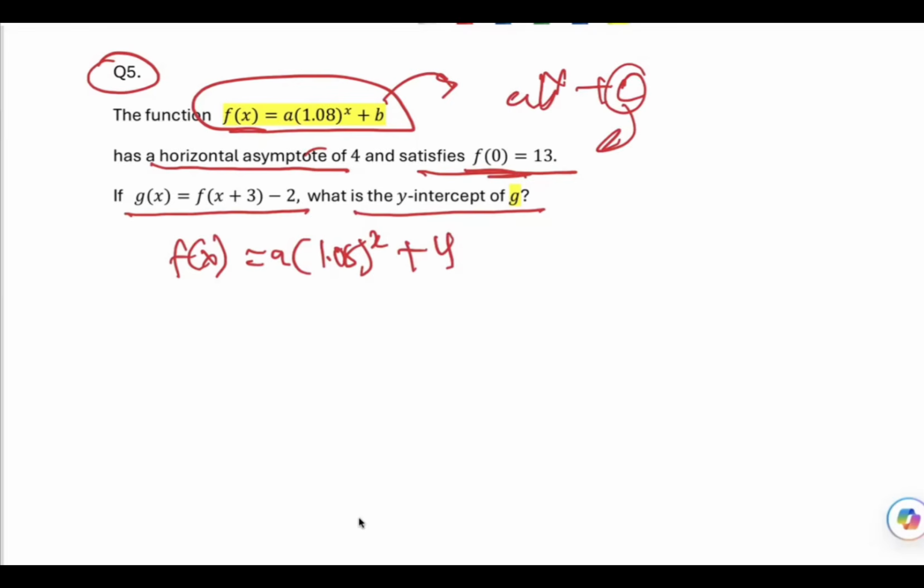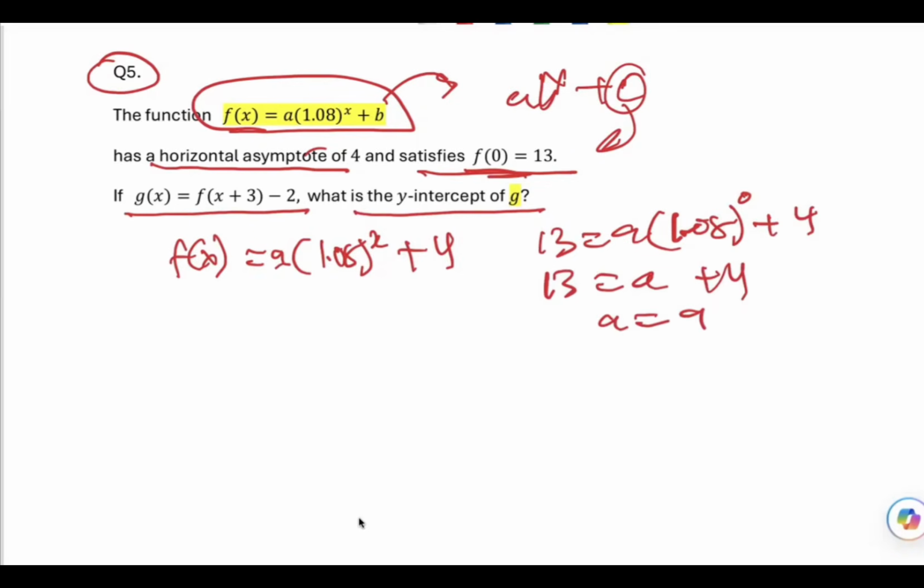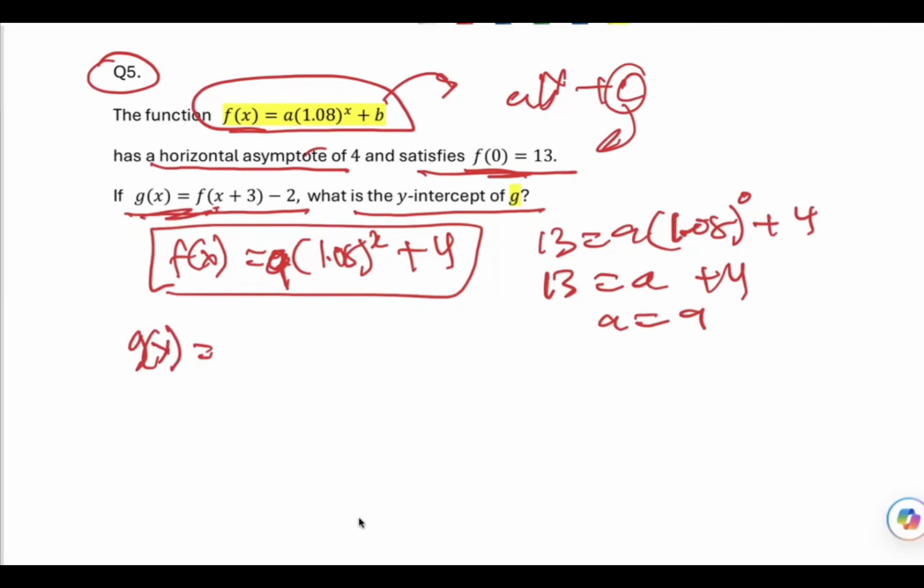But I gave you something. f of 0 is equal to 13. Therefore, 13 is equal to what? a times b to the 0 plus 4. 13 is equal to a plus 4. a is 9. So rewrite your equation, put a 9 here. This is the actual expression now. Now you can put it here: f of x plus 3 minus 2. You just write whatever you see for x, just write it that way, right? That's all. They're telling you g of x is this expression, f of x plus 3 minus 2.